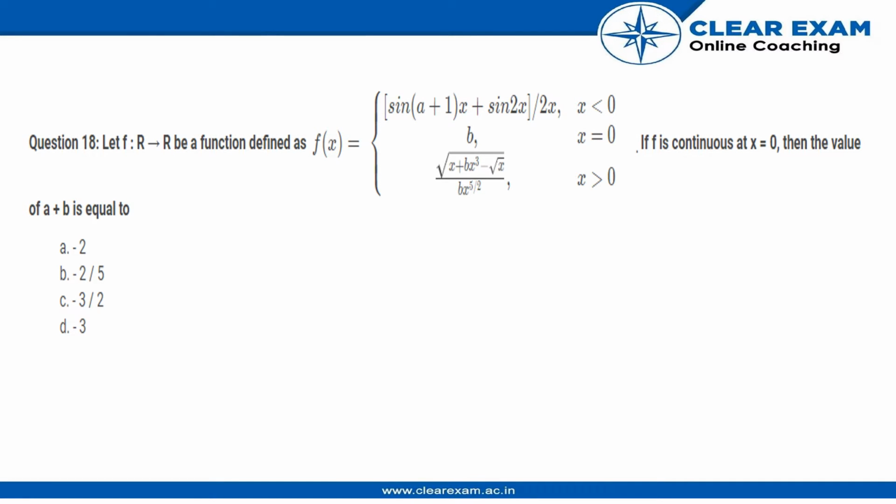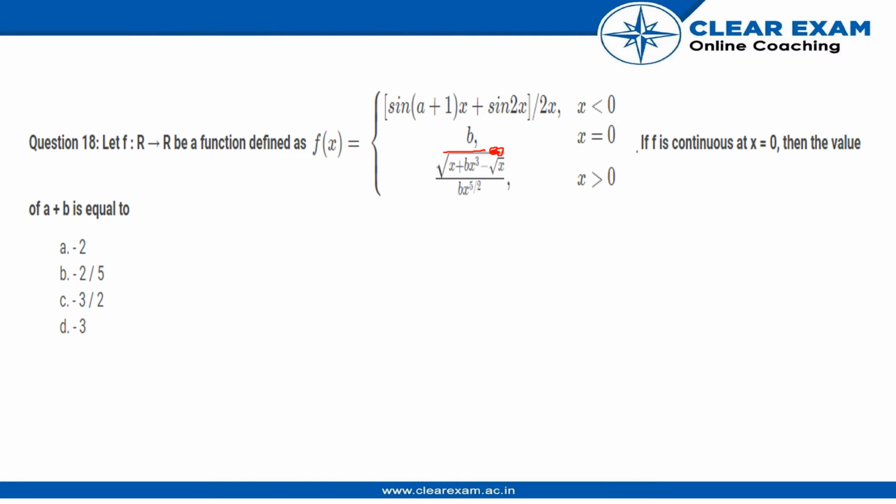Let f be a function from R to R, defined as sin((a+1)x) + sin(2x) upon 2x for x less than 0, b when x is equal to 0, and (root of (x + bx^3) minus root x) upon bx^(5/2) when x is greater than 0. The root is not over the entire term, the root is only over the x plus bx cube term. If f is continuous at x equal to 0, then the value of a plus b equals?